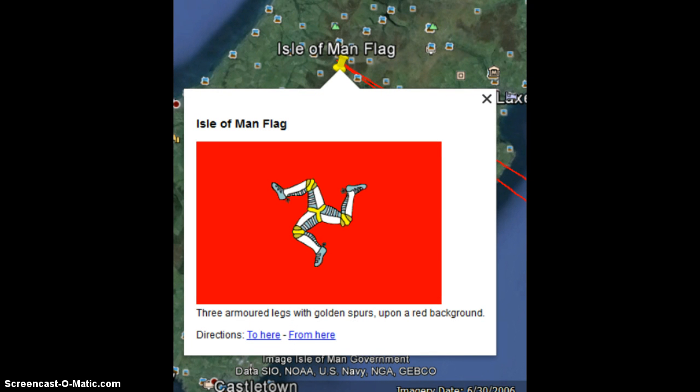Here's a flag of the Isle of Man. The three armored legs with golden spurs are on a red background. There were a lot of theories about what this flag symbolizes. One of them is that the three armored legs represent the troops, and the fact that there are three legs represents the Holy Trinity. There were other explanations for this symbol, but that's just one of them. I just thought this was a creative flag, something you could look at. It's very unusual from the flags that we're used to seeing.